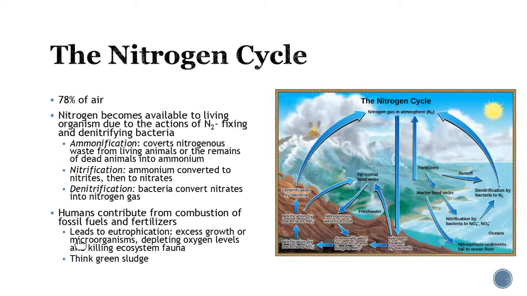Now, we do contribute through the combustion of fossil fuels and fertilizers. Nitrogen is a big component of fertilizers, along with phosphorus and potassium, NPK. So this is one thing, and if you do have an excess of nitrogen, we can get that thing called eutrophication, where you get excess growth of microorganisms. And when that happens, we start to have a depletion of oxygen, and we start to see these dead areas. I always think of it like the green sludge you see in areas of fresh water, especially.